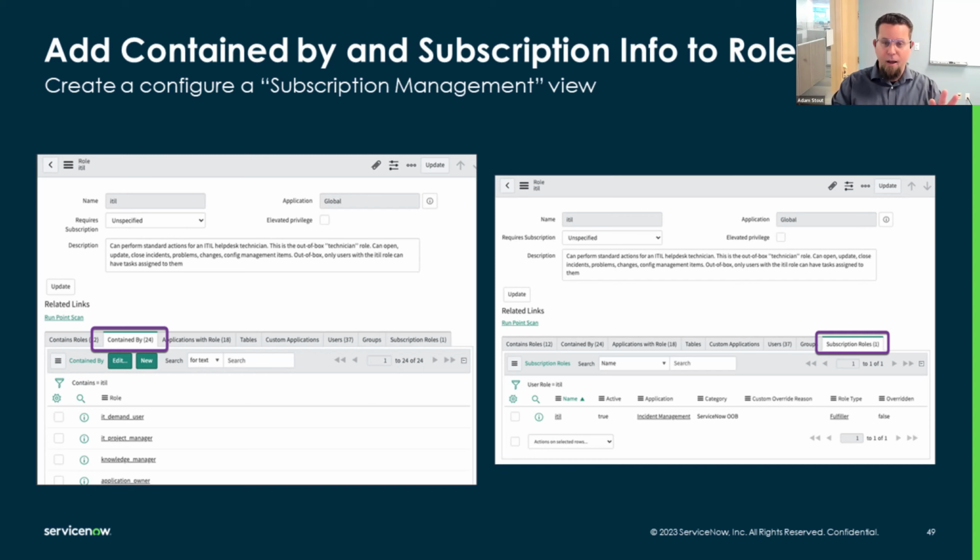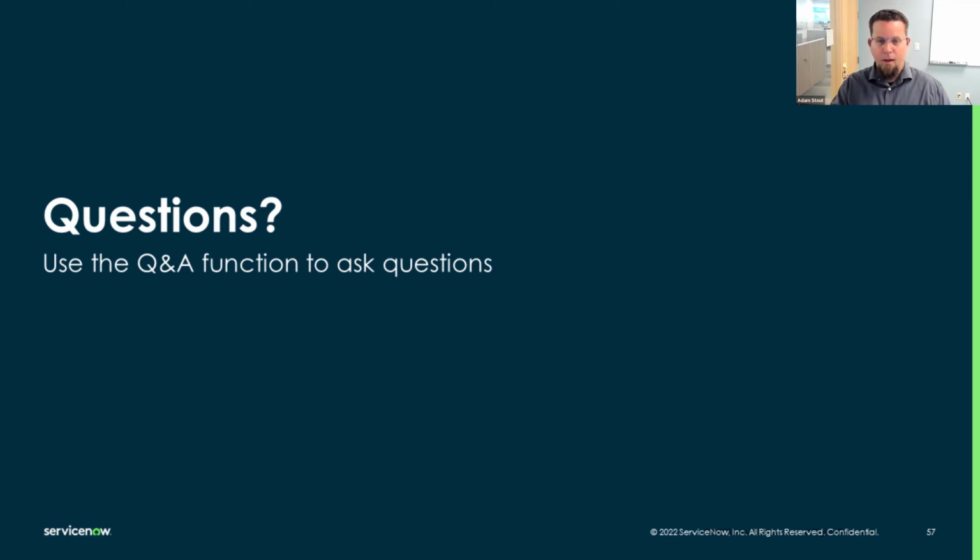Again, add the contained by in the roles, because understand that this role inherits this, which inherits this, which requires a license. Inheritance matters. It's not just the direct role stuff. And then understanding the subscription roles, going back to the question you have, which subscription does this role need? Does it need a subscription? You're going to see that by adding the subscription roles that's in there. All this metadata is in your instance. Take advantage of it.